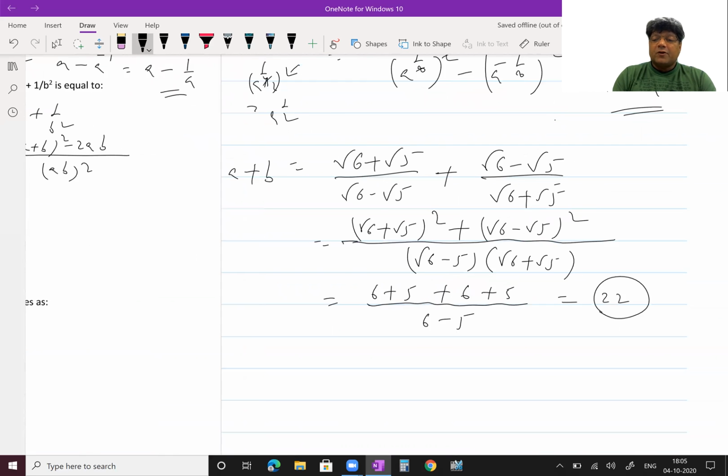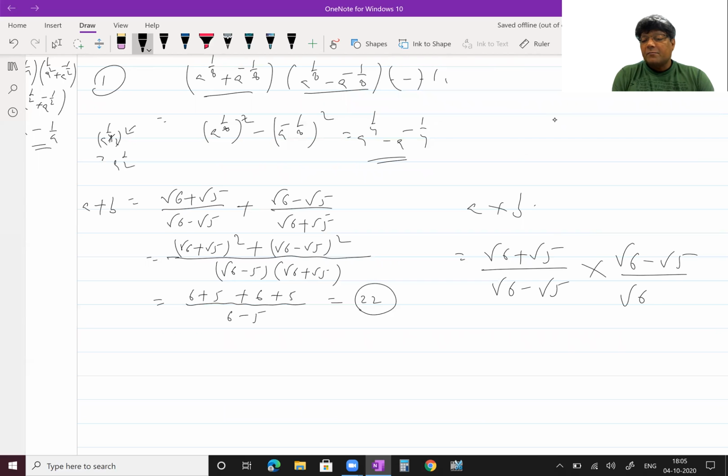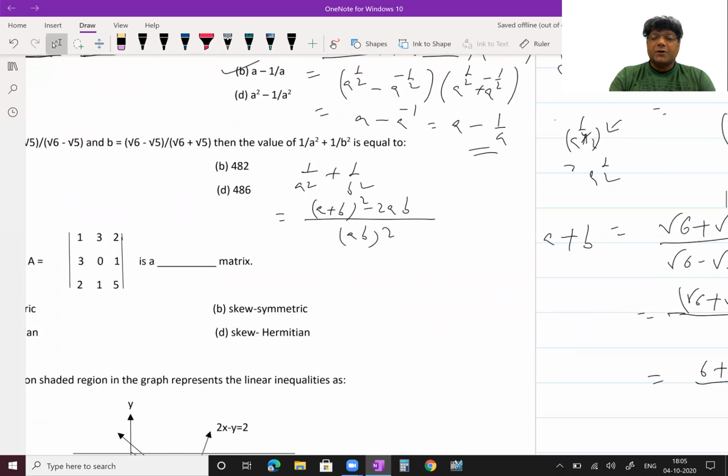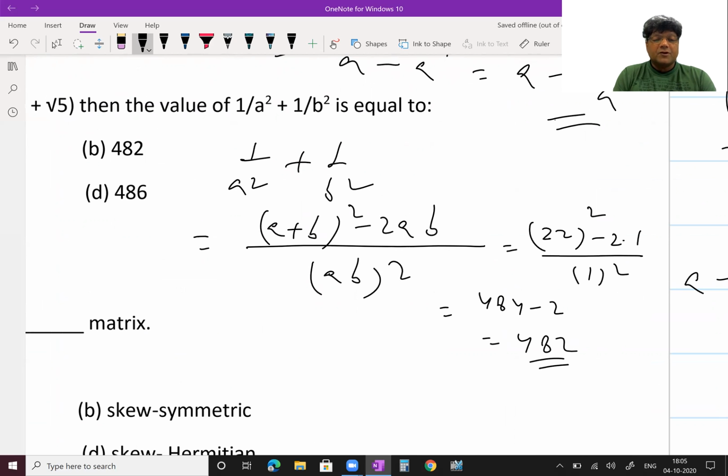Now ab will be equal to what? If you multiply a and b, a into b, that is root 6 plus root 5 by root 6 minus root 5 into root 6 minus root 5 by root 6 plus root 5. This and this cancelled, this and this cancelled. ab is equal to 1. So this a plus b 22, ab 1 you will put here. a plus b is equal to 22, and your ab is equal to 1. Your final answer 484 minus 2, that is equal to 482. Which option? B option.